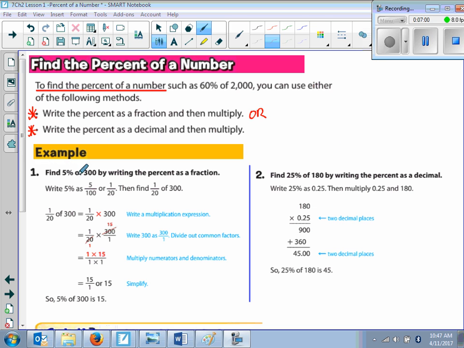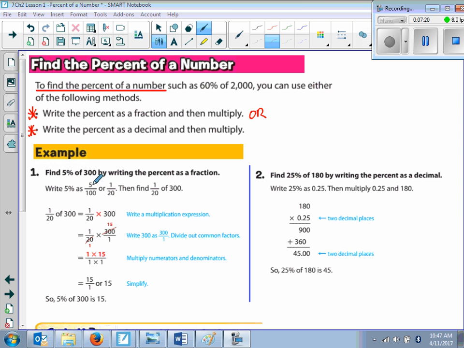For example, in example one, it says find 5% of 300 by writing the percent as a fraction. So the first thing we're going to do is write that 5% as a fraction. And remember, percent is per 100. So 5% is 5 over 100.